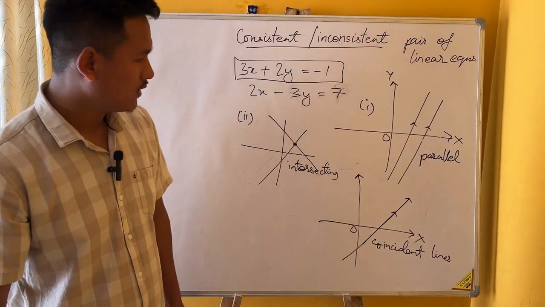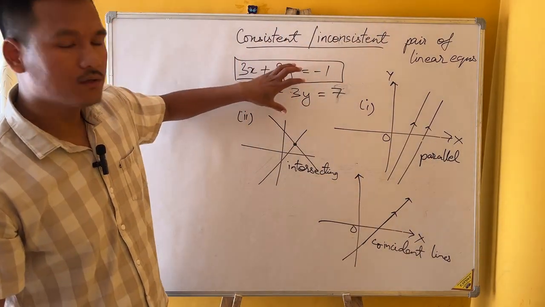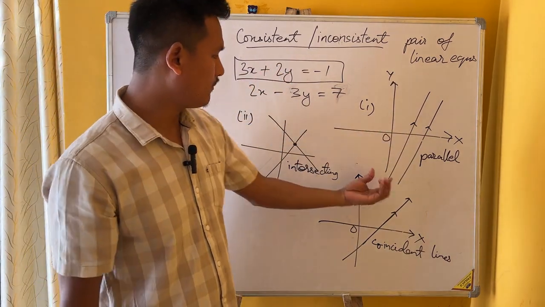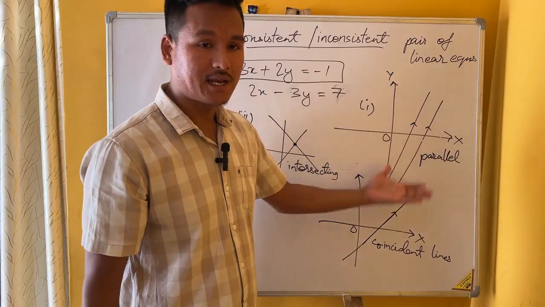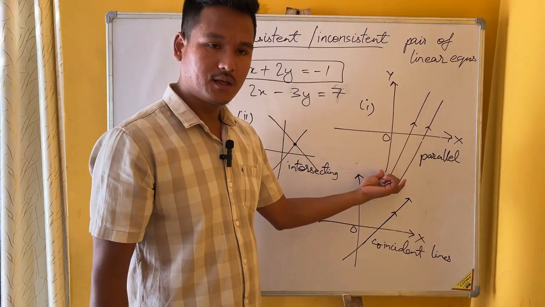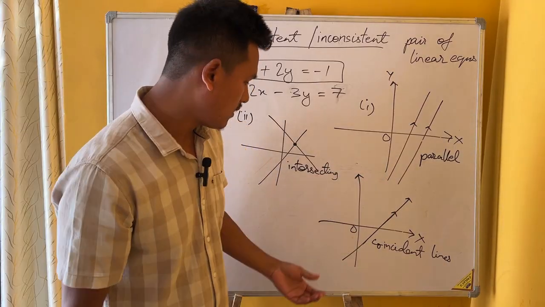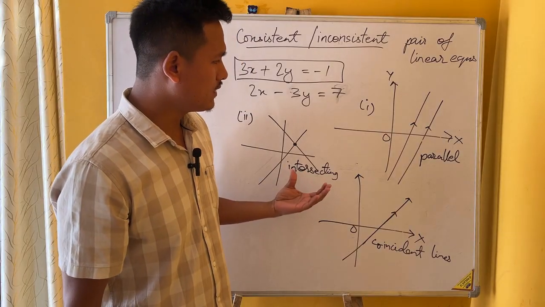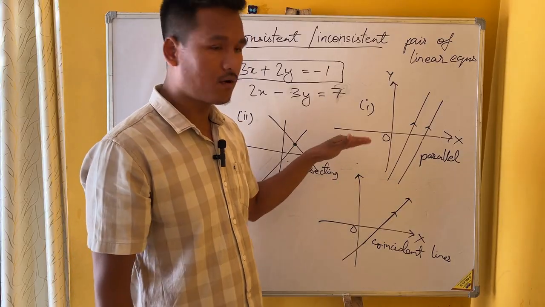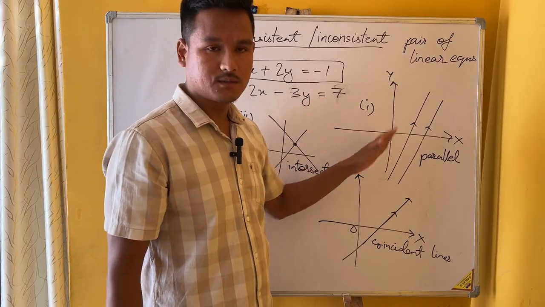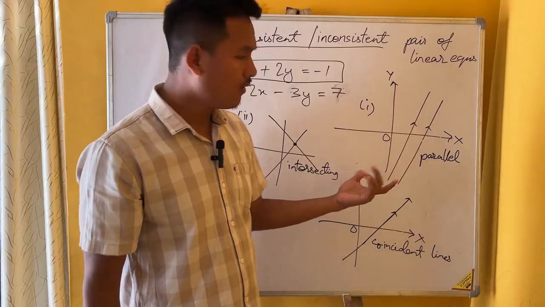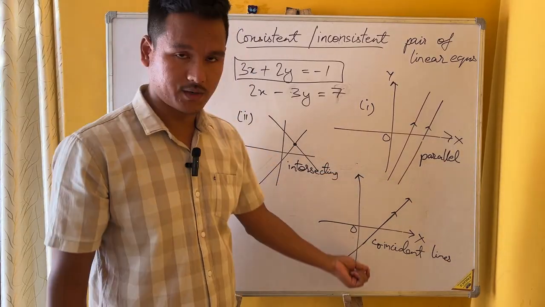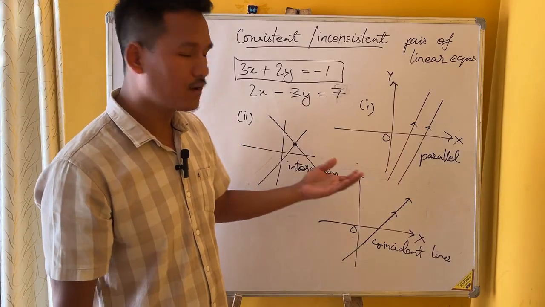So when we draw a pair of linear equations on a graph, these three things can happen. Either they will be parallel or coincident or intersecting. But the problem is, without drawing, without even plotting the points or connecting the points and looking at the lines, how can we say the lines are parallel or intersecting or coincident? So that's what we are going to deal with.